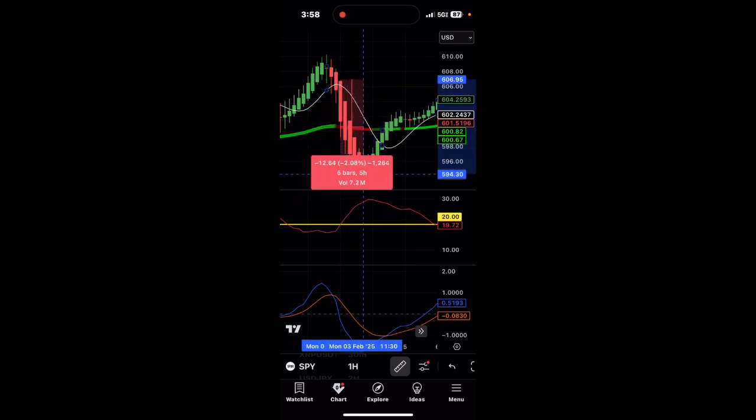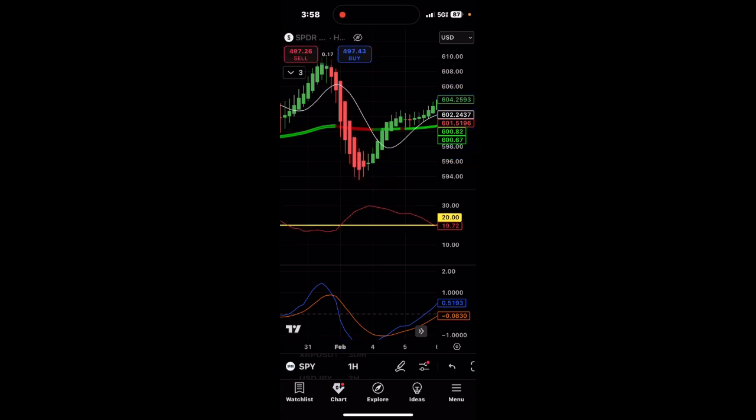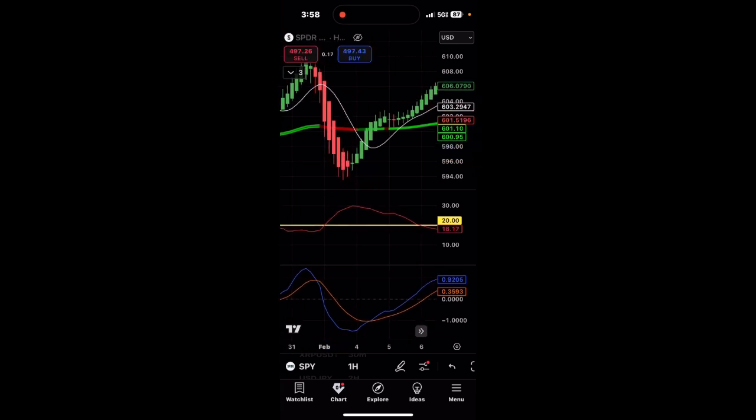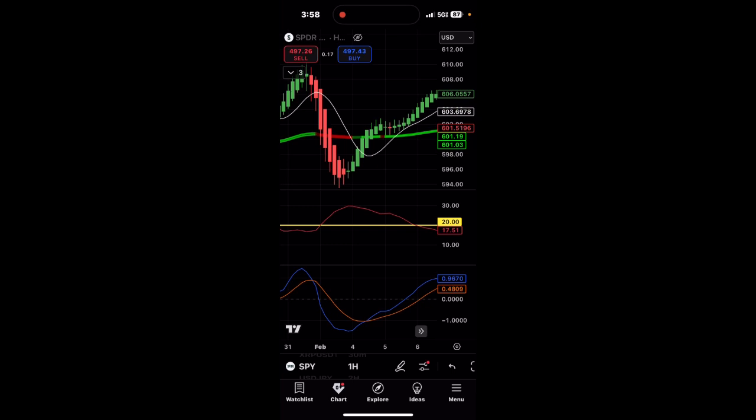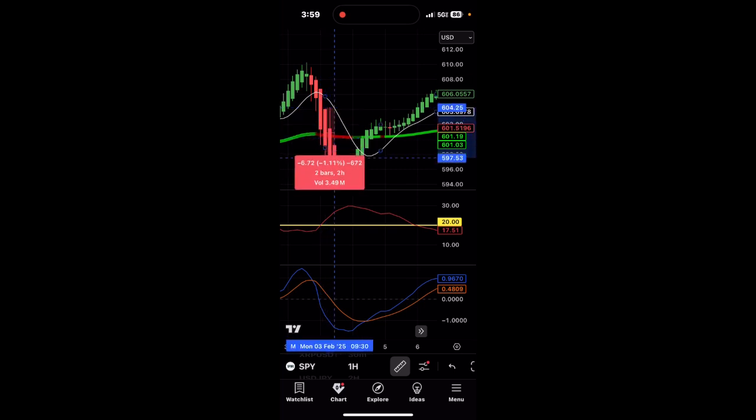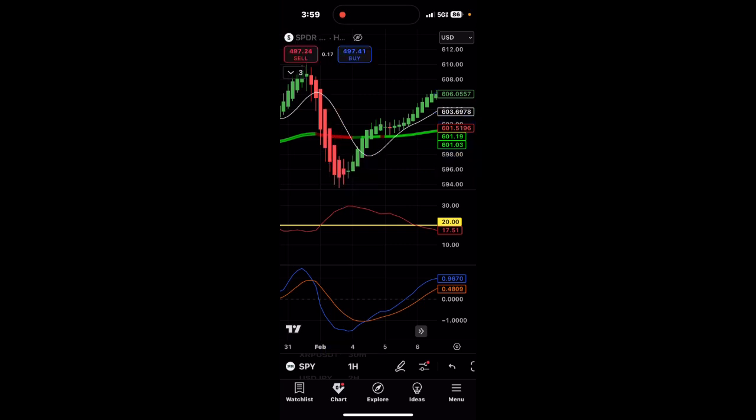And if you look at your MACD, your MACD will tell you most times when to get out of your trade. So enter here, exit here, down here, so you would have made $700, $800.